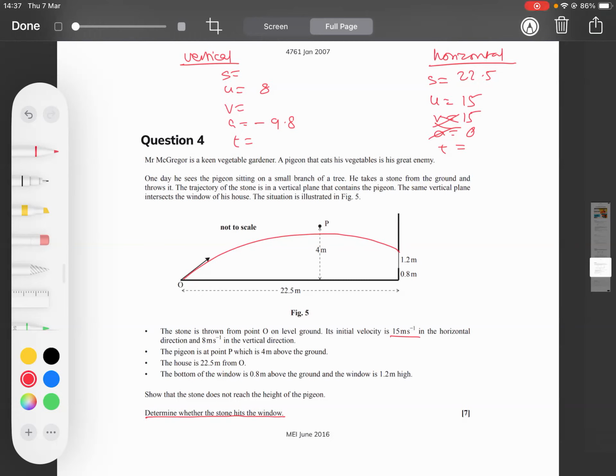Makes sense. So S equals UT plus a half AT squared. So T equals 22.5 divided by 15, which is 1.5. We can use that 1.5 here and work out S.